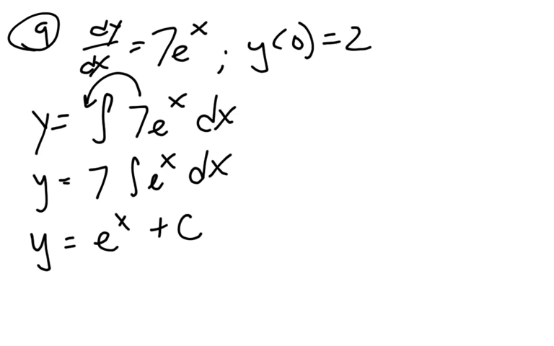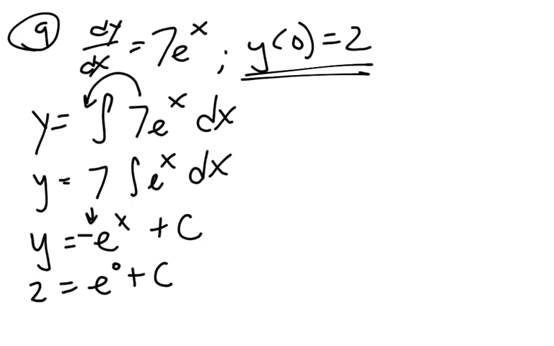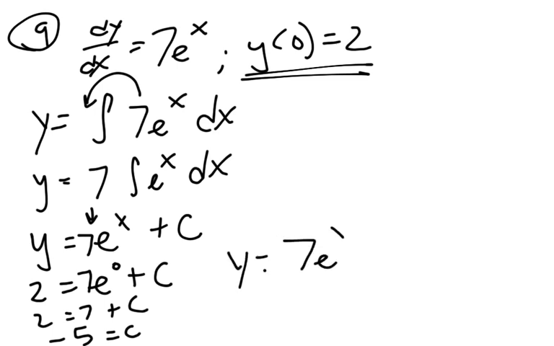Now I'm going to plug in 0 for x and 2 for y from this point. E to the 0 is 1. Oh, I've made a mistake. I hope you caught it. I forgot the 7. Okay, so 7 times 1 is 7. 2 equals 7 plus c. Subtract 7 from both sides. Negative 5 equals c. So y equals 7e to the x minus 5.